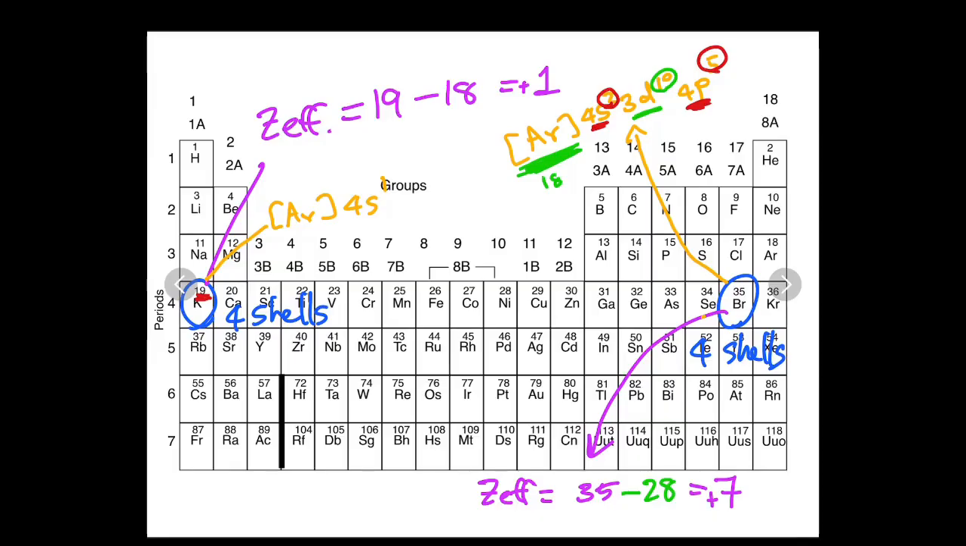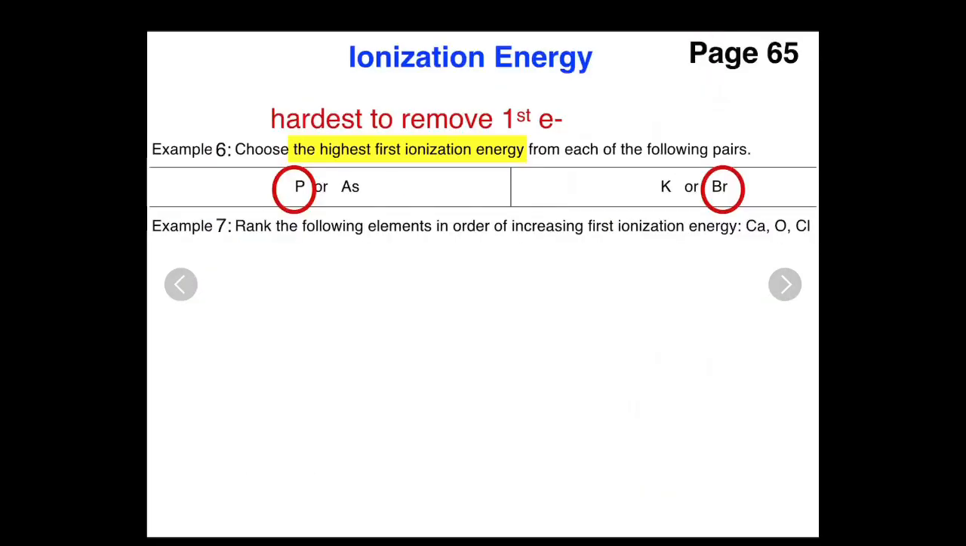Okay, clearly you will notice that the electron in the outer shell of potassium experiences less attractive force from the nucleus in comparison to the outer shell electron of bromine, which experiences stronger attractive force from the nucleus. Therefore, the electron in bromine would be harder to remove, and would require more energy to remove. Thus, its first ionization energy would be higher than potassium. So that's why bromine is the answer here.